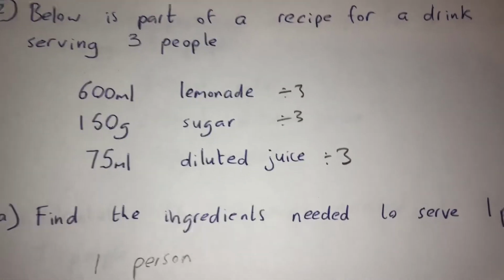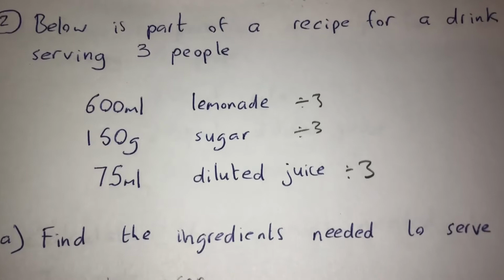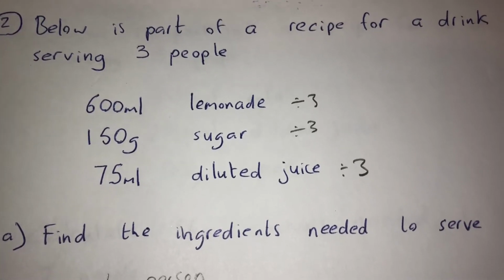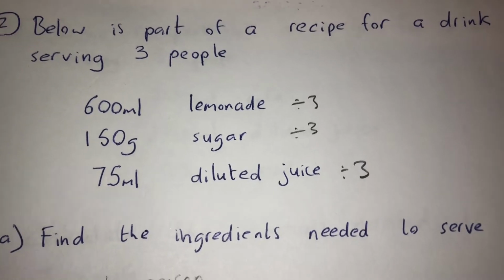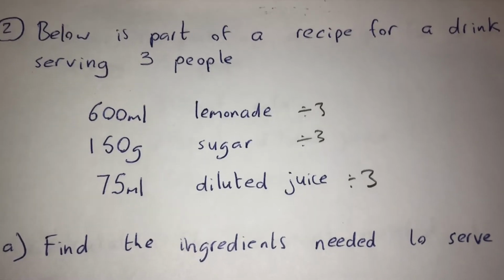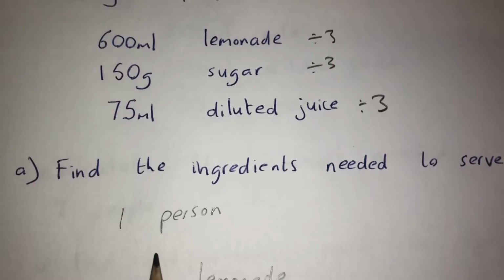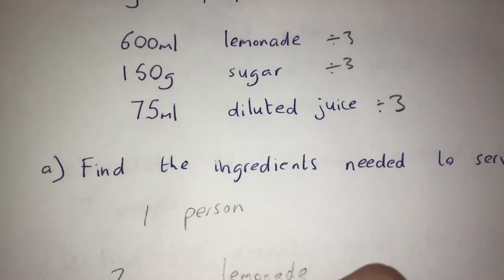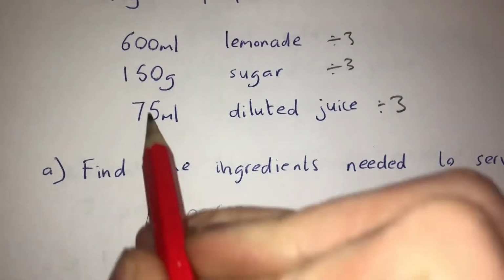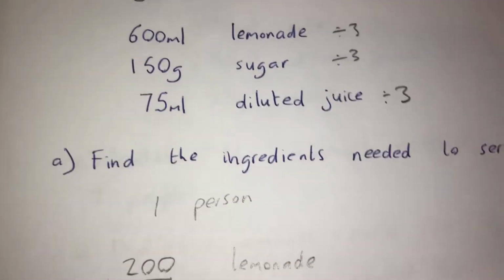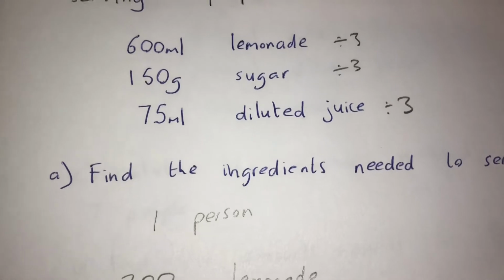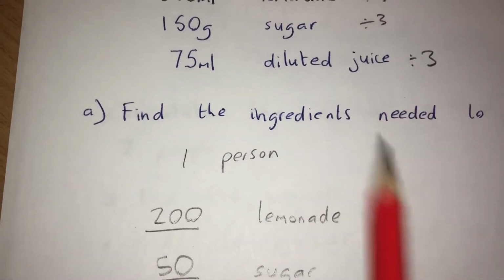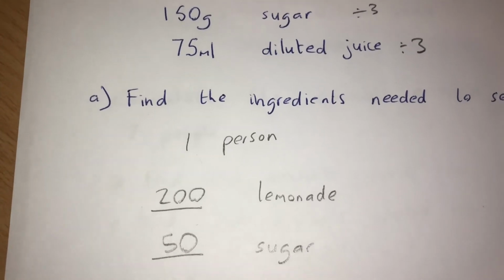What you'll find in later examples and questions is that finding the amounts needed to serve 1 person is usually very helpful, because it then allows you to find the amounts for any number of people, and we'll see that as we progress. So for 1 person, instead of 600 to serve 3 people, we only need 200, because we are dividing these amounts by 3. Instead of 150 grams of sugar, we only need 50 grams of sugar, because that's 150 divided by 3, and 75 divided by 3 for the diluted juice is just 25.